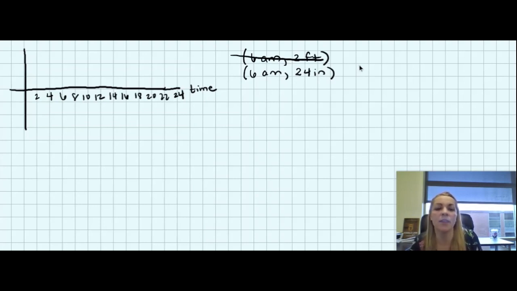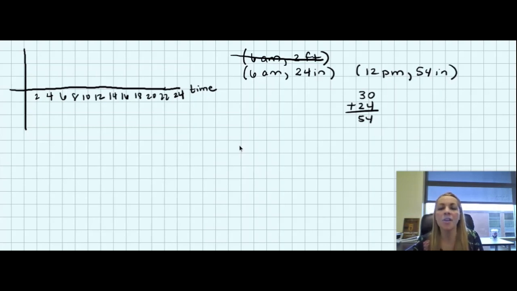The second data point I'm given is that at 12 p.m., it's 30 inches higher than the low point. So to get this data point, I need to take 30 plus the low point, which is 24. That puts me at 54. So 54 inches. I'm going to go ahead and plot those points on my axes. Let's call this our low point, about 24 inches, and our high point here, 54 inches. So we have 6, 24 and also 12, 54.